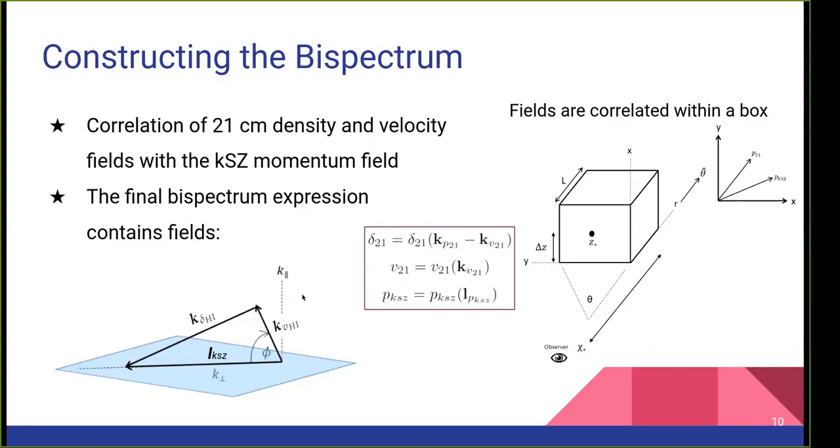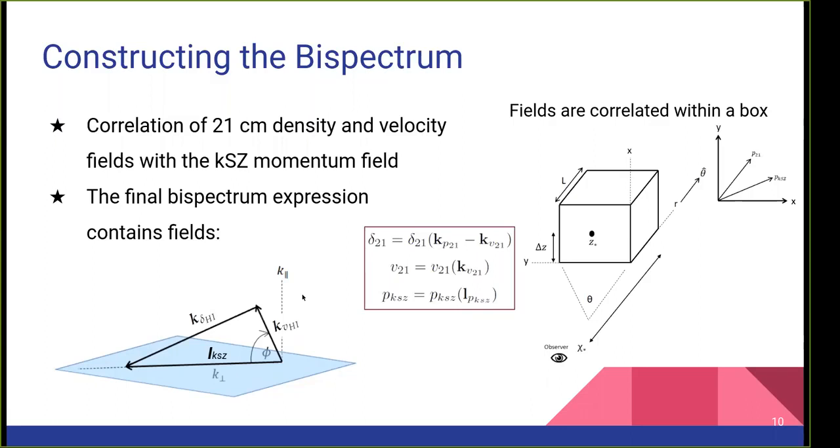You can see in the diagram on the left, you have a bispectrum triangle. So you have 2 long K modes. That's the density H1 mode and the KSZ momentum mode. And the short mode is the velocity H1. That's because, as I said, the H1 velocity signal is a large scale signal. The linear velocity signal is large scale. So basically what we're doing is we're taking the three signals and correlating them within a box.